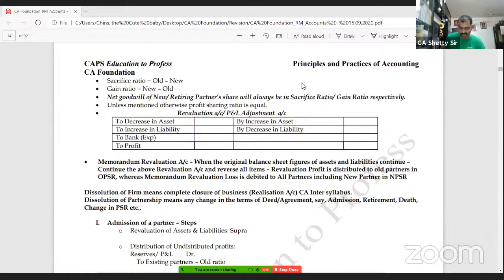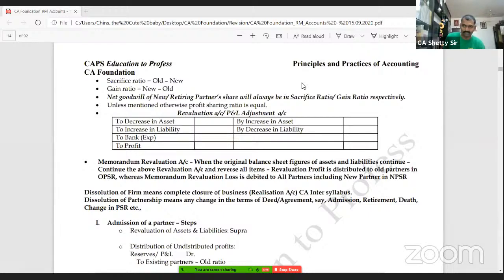Number 2. Point number 2. No change in values of assets and liabilities. Once you debited the building, once you credited it, cancel. No change in asset or liability value.